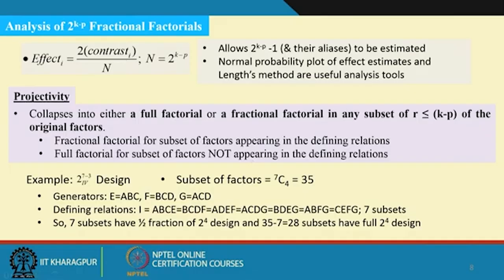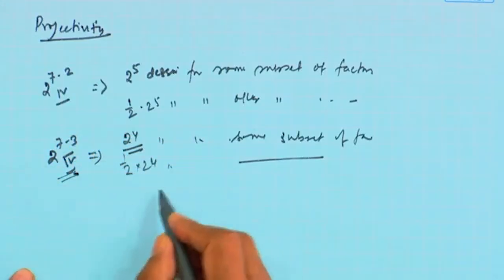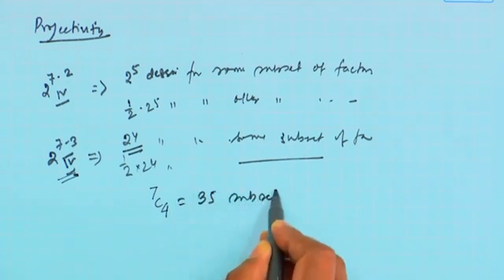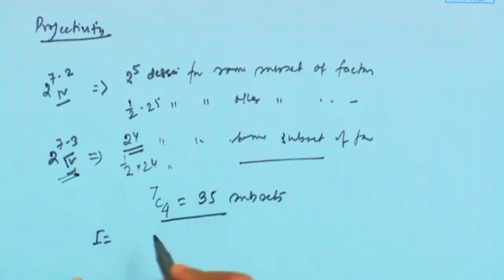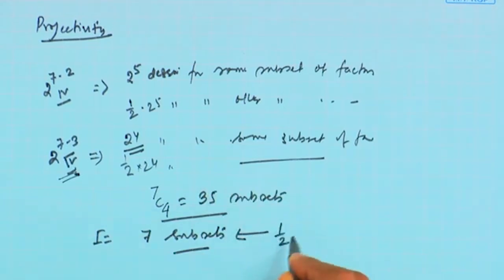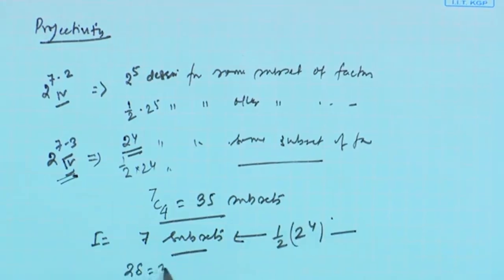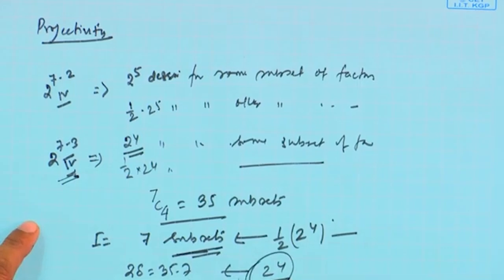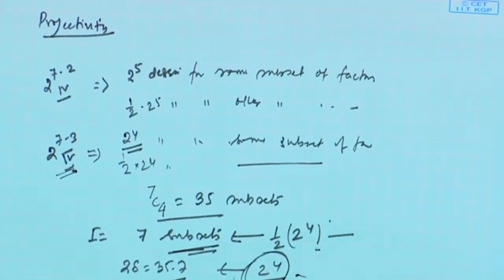So, we start with this 2 to the power 7 minus 3 design, okay. What is the total number of subsets? We require 4 at a time, so this will give you 35 subsets. If you see the defining relation, you will get that 7 subsets appear in the defining relation. That means those 7 subsets will have the 1 by 2 into 2 to the power 4 fractional design. And the other 28, equal to 35 minus 7, have the 2 to the power 4 full factorial design, meaning this will collapse. So, they will have the full 2 to the power 4 factorial design. Okay. So, this is what is given in the slide.